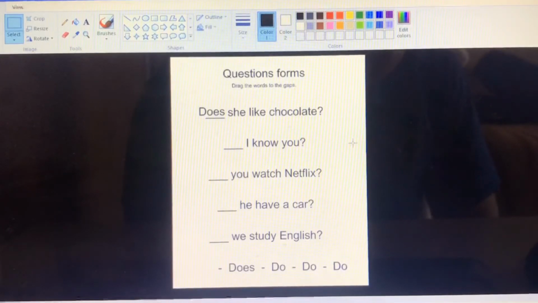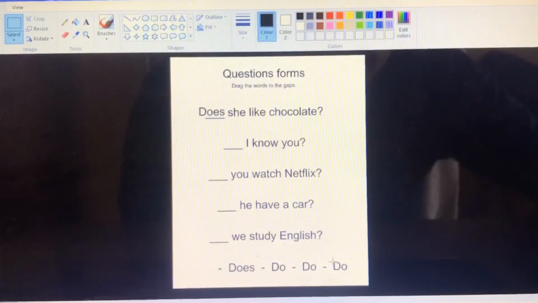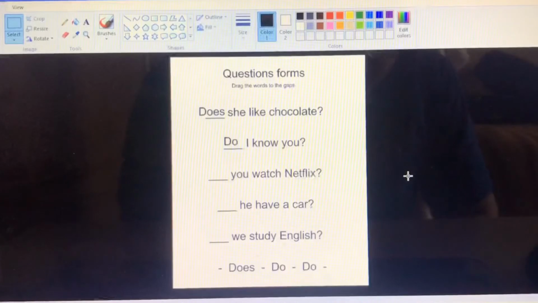This one starts with the word I. That means that we will use the word do. Now, help me out putting the correct answer. Thank you. Now, let's read the complete sentence. 1, 2, 3. Do I know you? Very good job, everyone. Moving on to the next question.